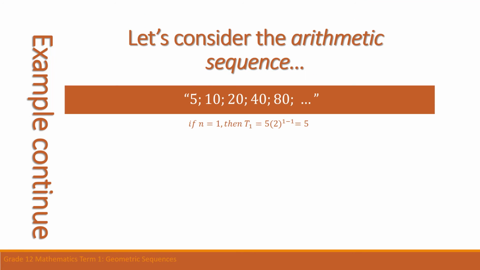If n equals 1, substituting in our general formula, we get 5. If n equals 2, we get 10. For n equals 3, we get 20. And for the last one, we get 80. So the general formula equals a multiplied by r to the power of n minus 1.